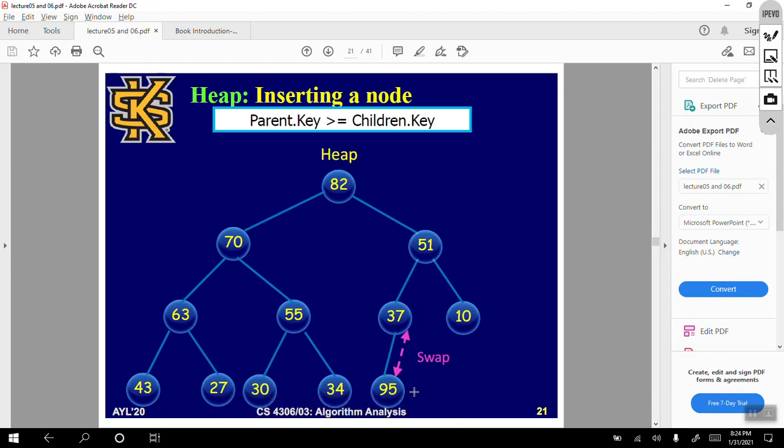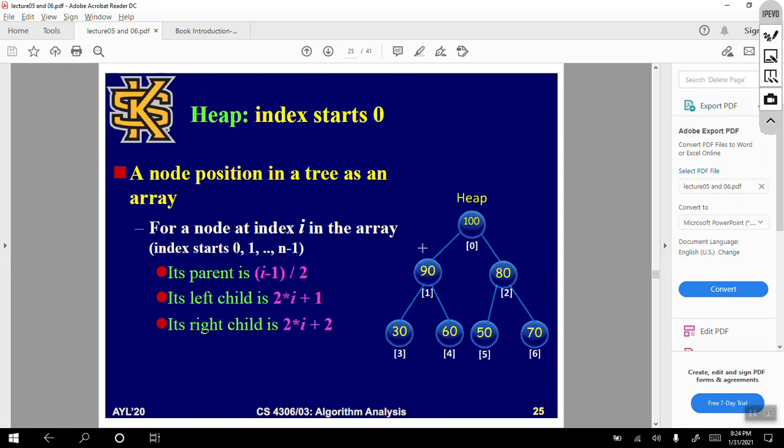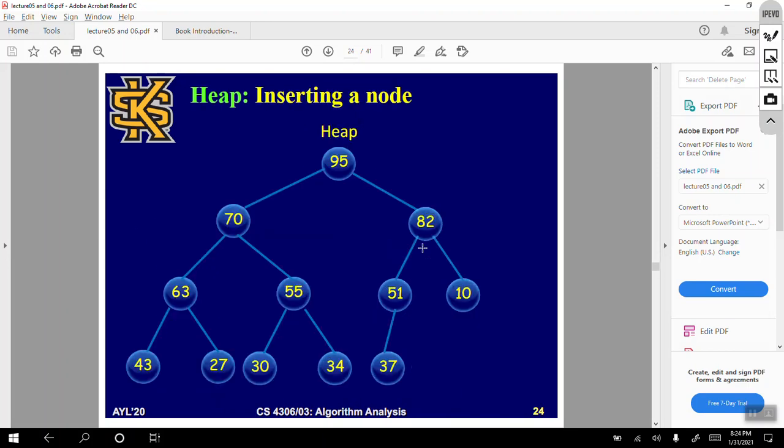Then again this parent will be swapped over here, and then again this will be swapped over here, right? So that is the process of inserting in a heap.